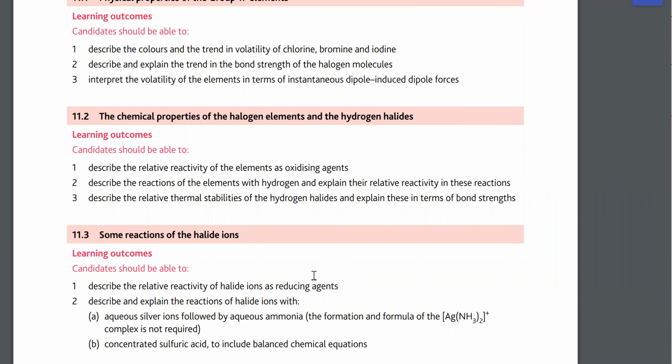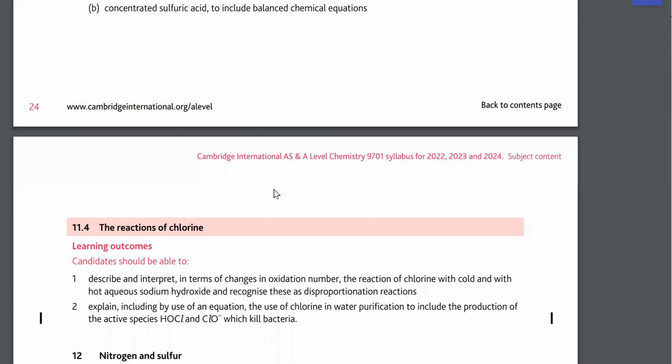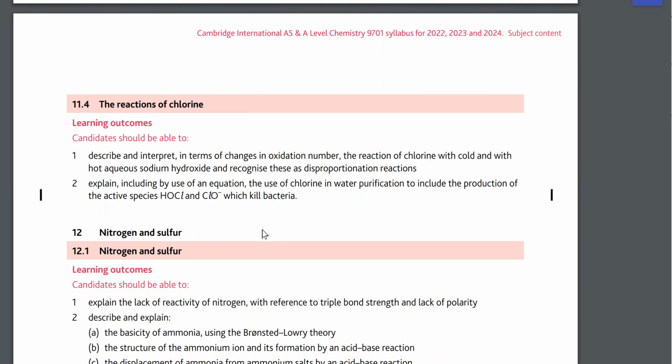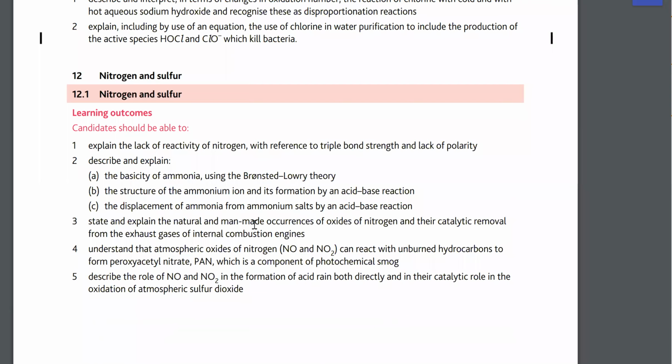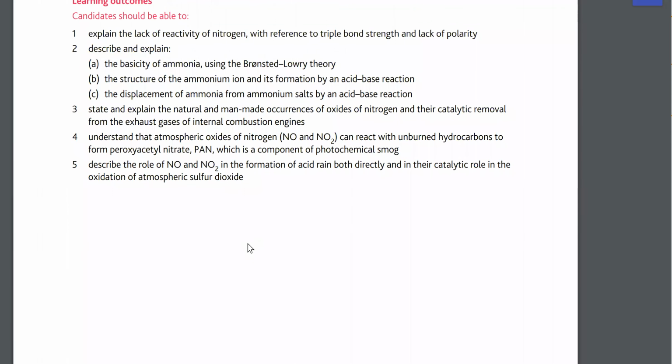TK, we studied the oxidizing agents and the concentrated sulfuric acid reactions, cold and aqueous. Anyways, we did all of that. What we can do is, we didn't do the catalytic role.